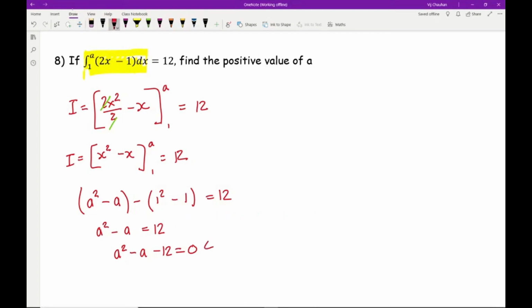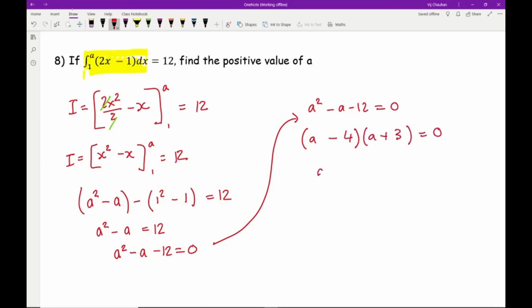So now if I just move this over here, like so, and I can factorise. I'm just going to write this again so you can see what I'm doing. Now this does factorise, so I've got a minus 4 and a plus 3, so I've got a equals 4 or minus 3. Now the question's asked me for the positive value of a, so therefore a equals 4.